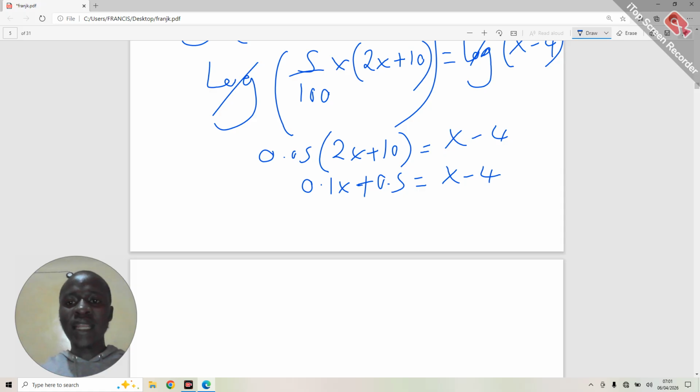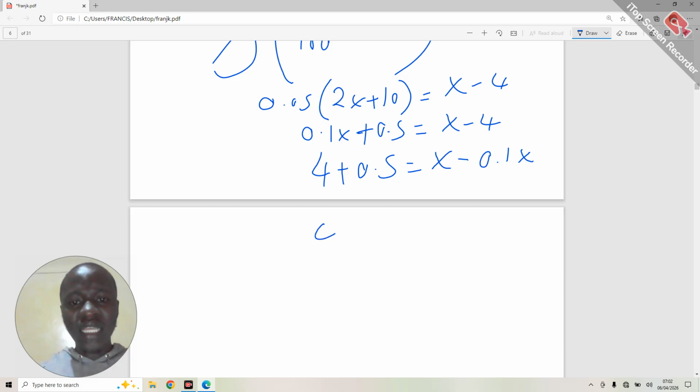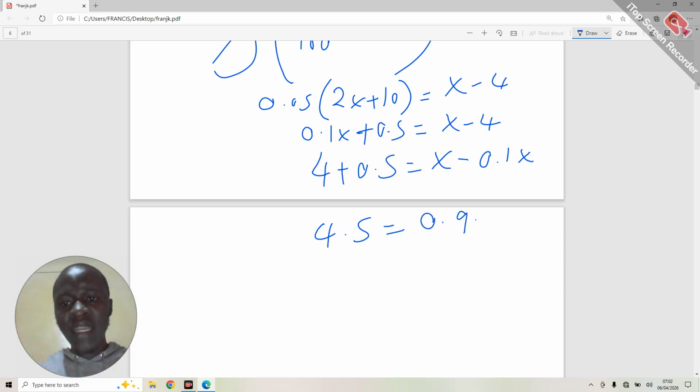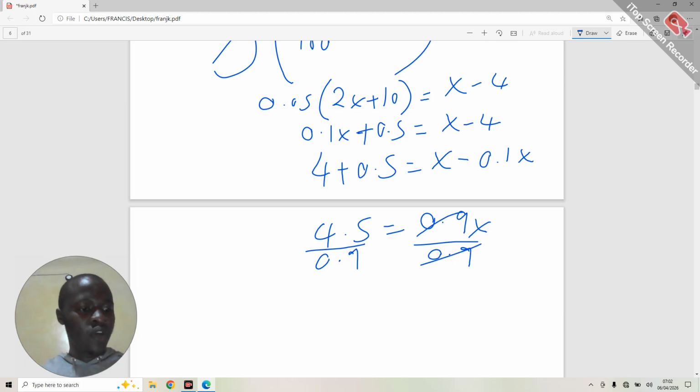Then I collect like terms. So let 4 come to the left hand side. So we shall have 4 plus 0.5 is equal to x minus 0.1x. So 4 plus 0.5, I shall get 4.5, is equal to 1 minus 0.1, which is giving me 0.9x. So dividing both sides by 0.9, 4.5 divided by 0.9, we shall get our answer as x is equal to 5.